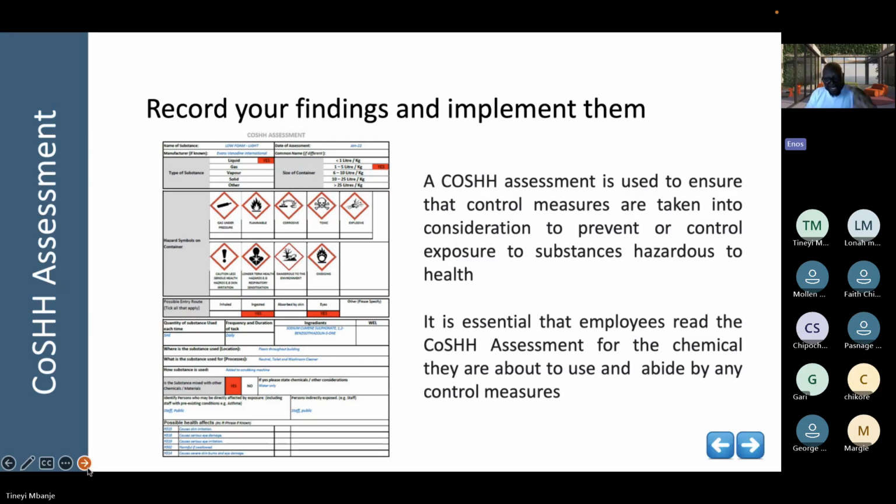So ours now has a space. It looks like this, but you have a lot of space for you to write the risks, what the substance is used for, what the risks are and how they can be mitigated. And then you have all the tick box exercises down there.